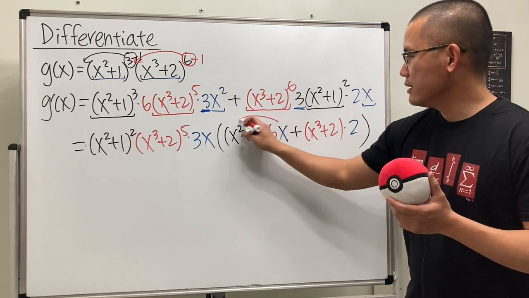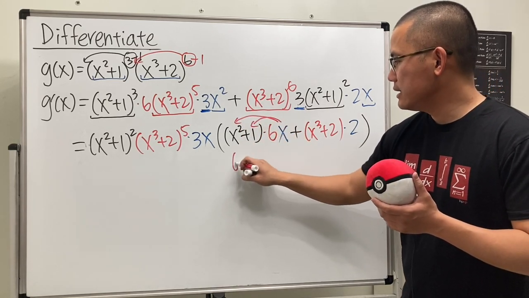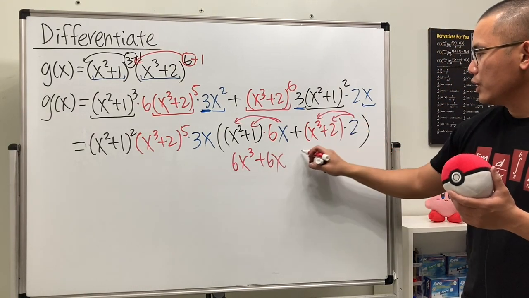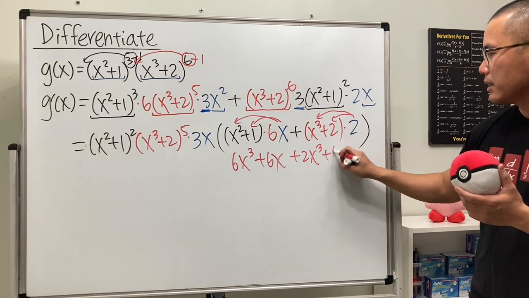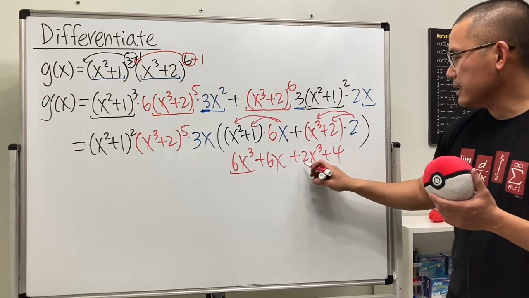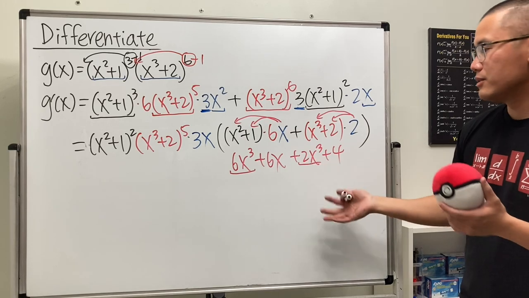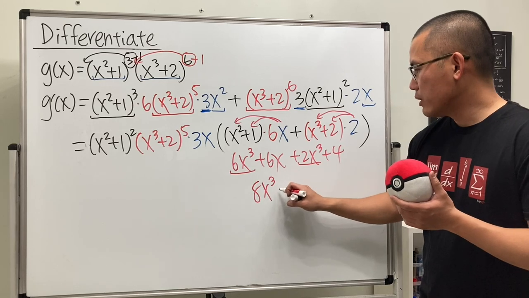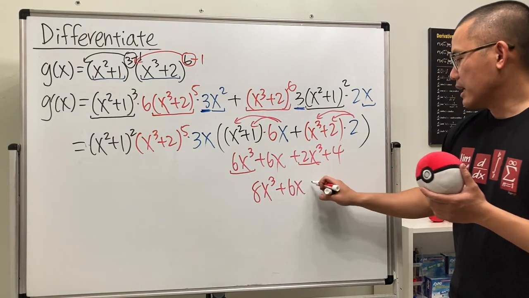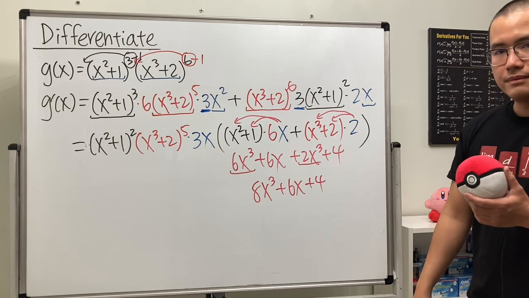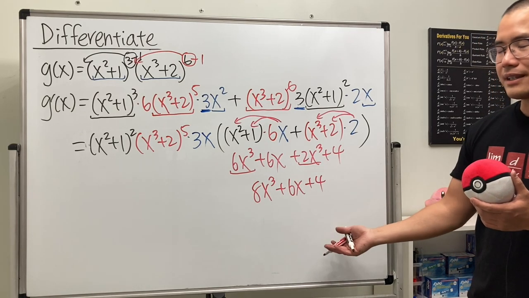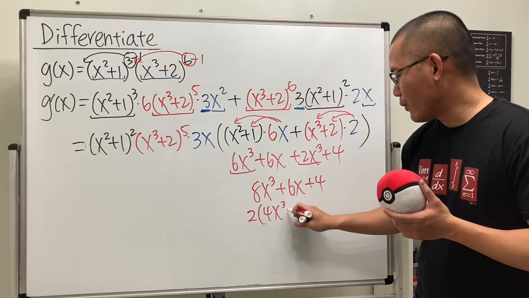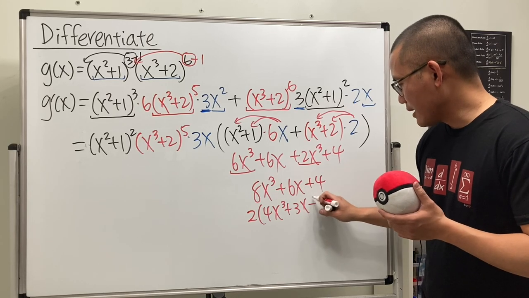So I will take this and distribute, we will get 6x to the third power plus 6x, and then take this and distribute, we get plus 2x to the third power and plus 4. Combine this and that. And everybody here is in the parentheses, right? So we'll combine. And we will end up with 8x to the third power plus this 6x plus 4. Everything has a factor 2. So perhaps I'll factor that out as well. So we have 2 parentheses, 4x to the third power plus 3x plus 2.